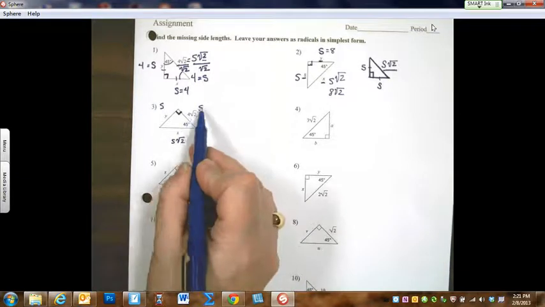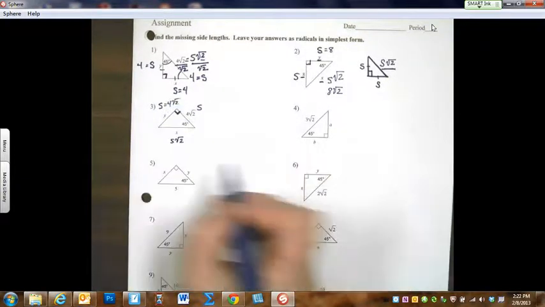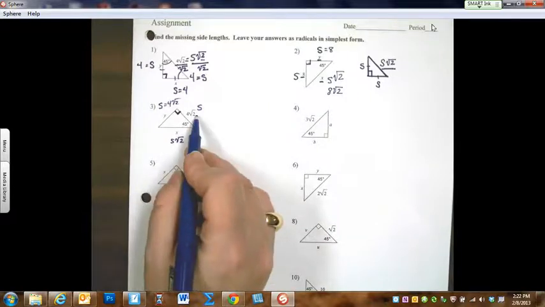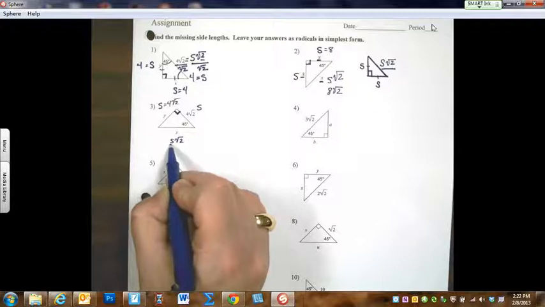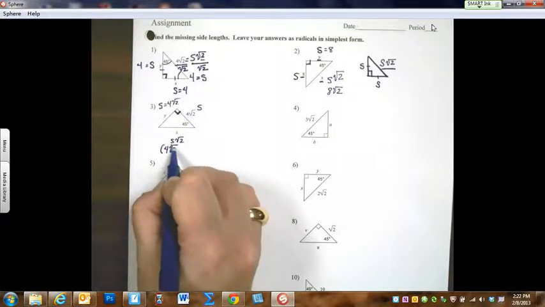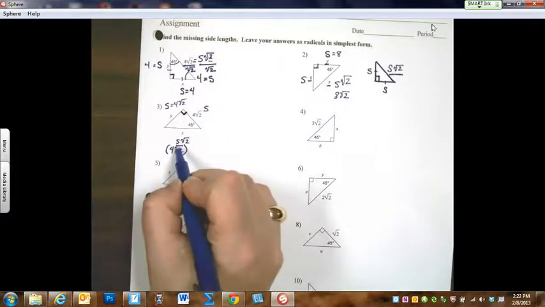Well, if this is s, I know this is s, so that's 4 root 2. But now I'm stumped, because how am I going to put that in here for s? It's two things. Well, when we have two things that go in, we use parentheses. So would you guys agree that we said that is s? So I'm just going to substitute that in there for s.